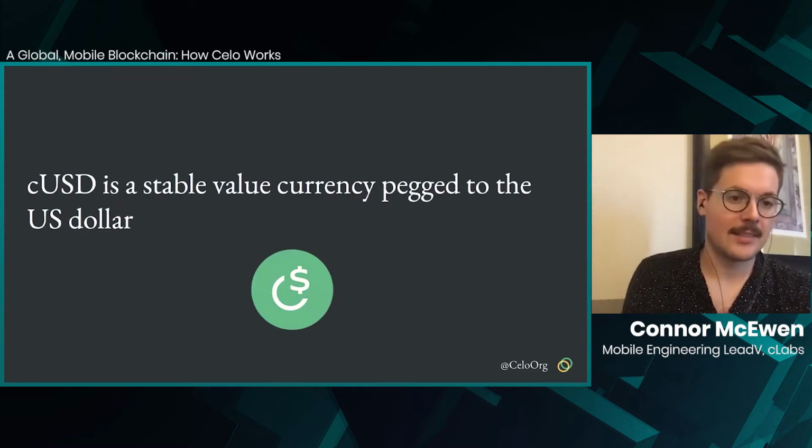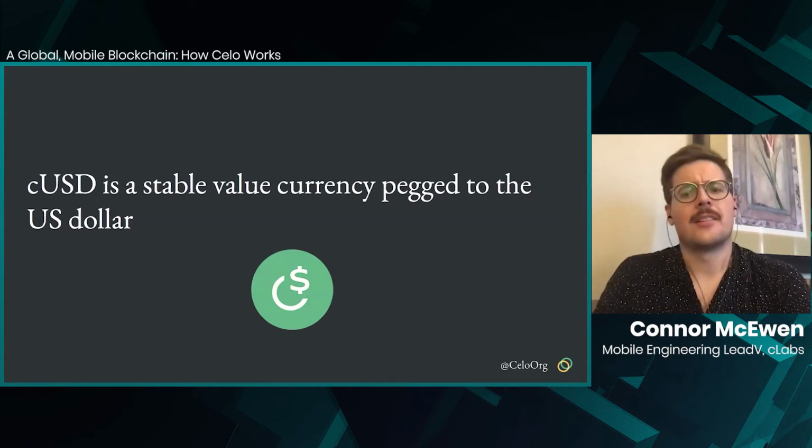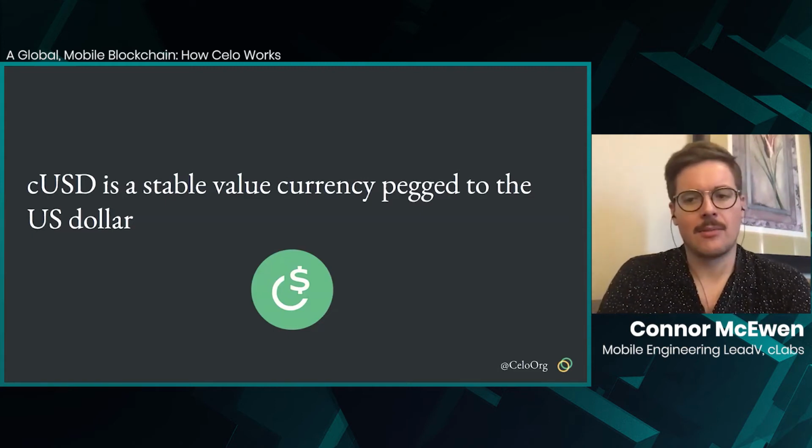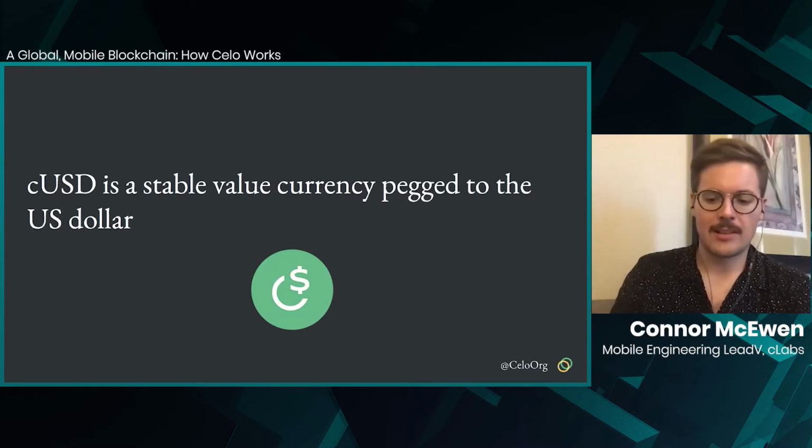So the first bit, as I talked about, is the Celo Dollar, or cUSD. It's a stable value currency pegged to the US dollar. So we want anyone who wants to exchange one Celo Dollar to always be able to get one fiat US dollar.